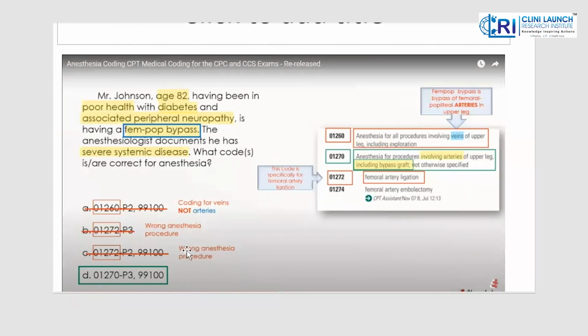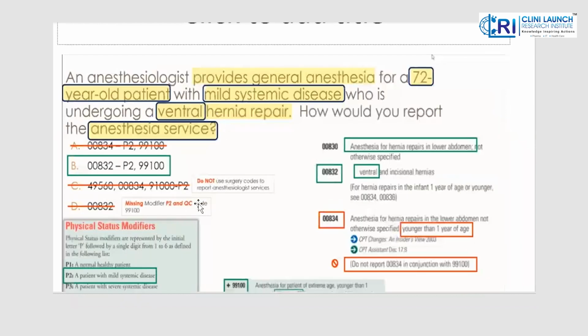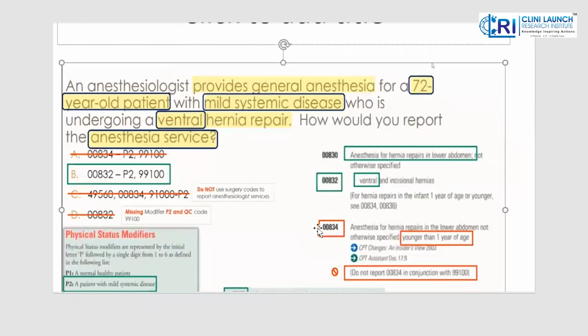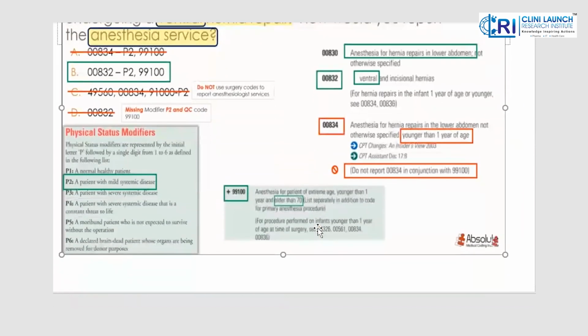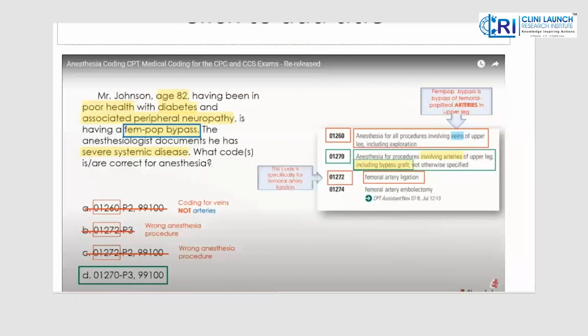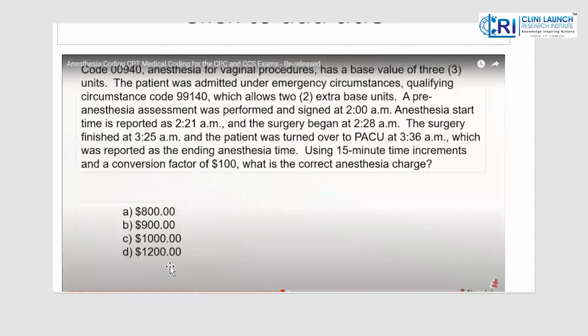And also you will add the 99100. That is the qualifying code, which is for anesthesia for patient older than 70 years of age. So here the patient age is 82. Yes, 82. So your answer will be 01270 P3 and 99100. Okay? Understood? Yes, ma'am. Next.